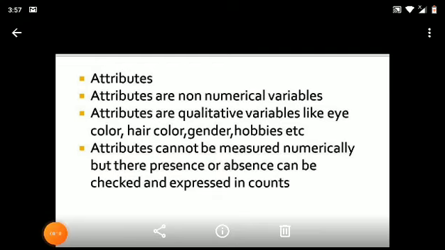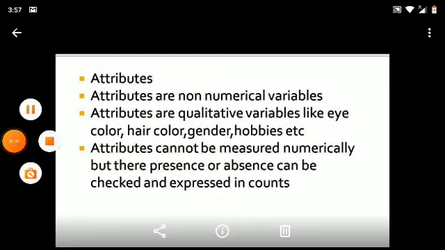Attributes are non-numeric variables. Attributes are non-numerical variables, that is, they are not expressed numerically. They are actually qualitative variables or qualities of people, like eye color, hair color, gender, hobbies, friendship. These are all not measurable, but they can be checked and counted, and their presence or absence can be checked.